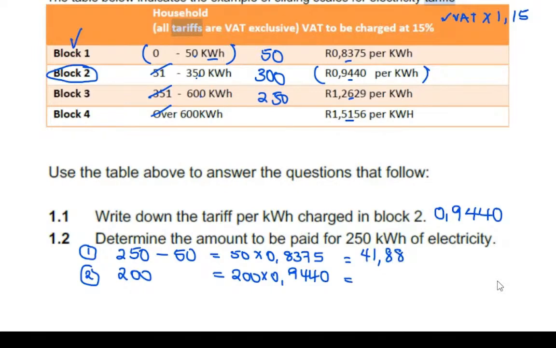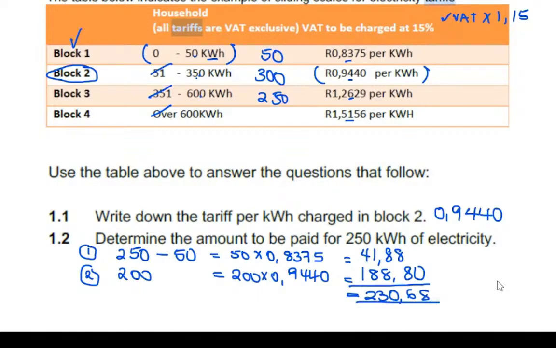Let's do the second one. 200 times 0,9440. We get the answer as 188 rands 80 cents. Add up everything. You get the answer as 230,68. That's how we get it.